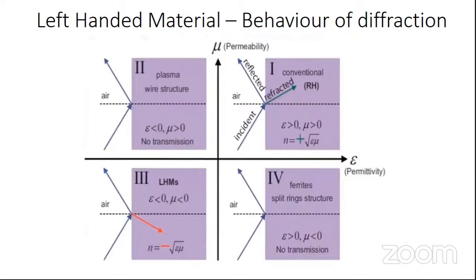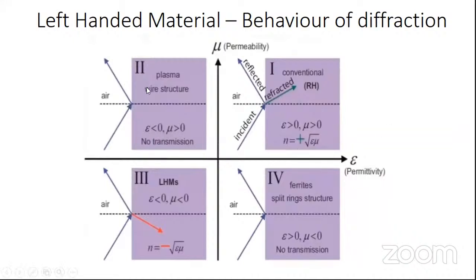Okay, this we already know. So both being positive, your refractive index is also positive, and hence we term this type of material double positive material or right-handed material. Okay, in this, as you can see, this is the incident wave, this is the reflected wave, and this is the refracted wave. This is just an indication of how the waves are reflected and refracted.